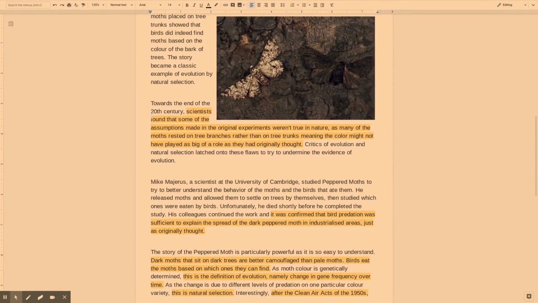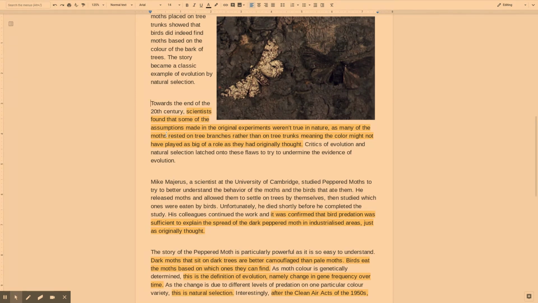Towards the end of the 20th century, scientists found that some of the assumptions made in the original experiments weren't true in nature, as many of the moths rested on tree branches rather than on tree trunks, meaning the color might not have played as big of a role as they had originally thought. Critics of evolution and natural selection latched onto these flaws to try to undermine the evidence of evolution.